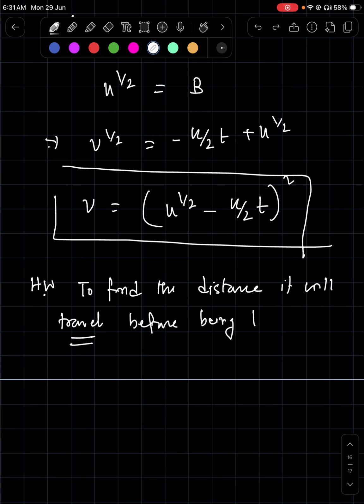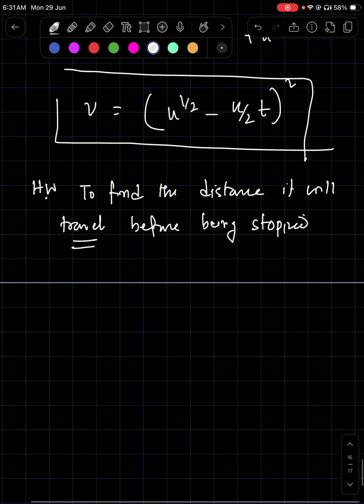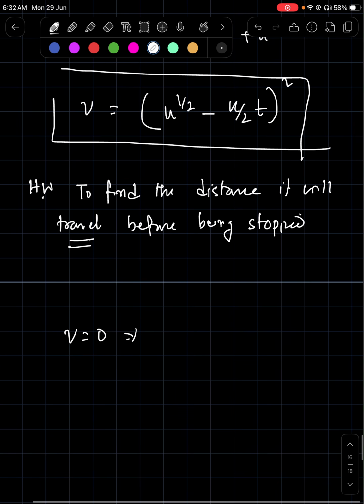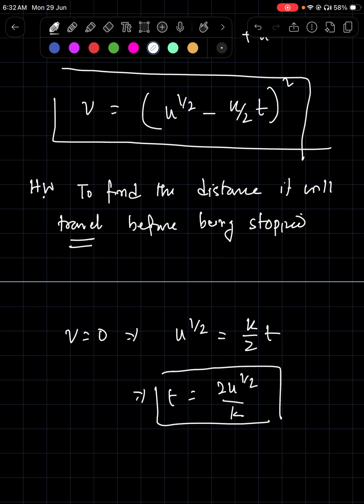So can you see that I can find the time when it becomes stopped? It becomes stopped when v becomes 0. That means u to the power half is k by 2 into t. So t equals 2 u to the power half by k. That is the time when the particle is stopped. But we have to find the distance before it is stopped. What is the distance it will travel? Will it be finite? Will it be infinite? Okay, let me stop.